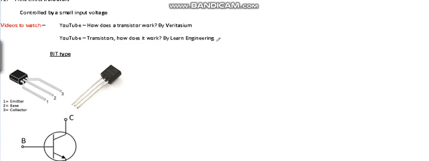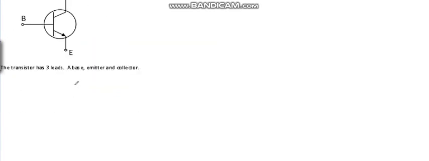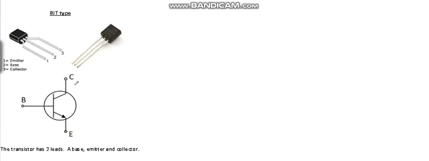Once you've done that, we'll talk about the BJT type. There's a picture here of the BJT type, and there are 3 pins on these transistors: an emitter pin, a base pin, and a collector pin. For this type of transistor, this is the base pin right here.